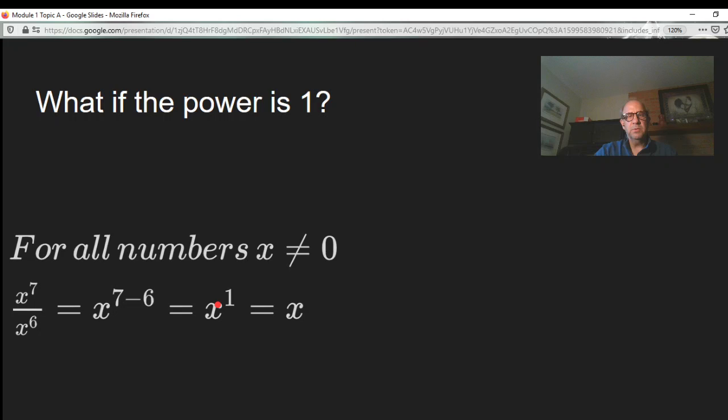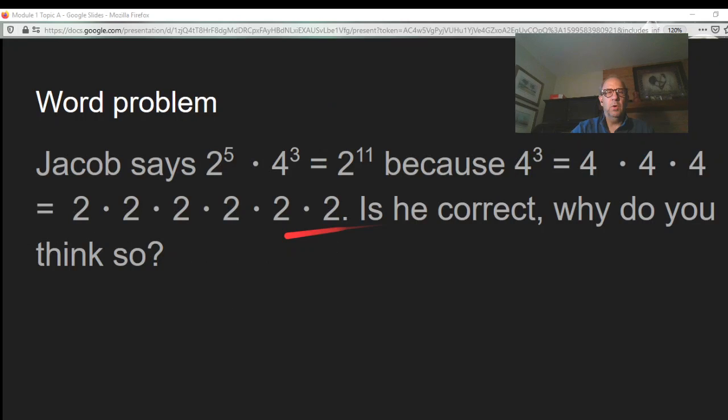All right, let's take a look at this one. Jacob says 2 to the 5th times 4 to the 3rd equals 2 to the 11th, because 4 to the 3rd is 4 times 4 times 4, and each 4 is 2 times 2. So we get 2 times 2 times 2 times 2 times 2 times 2. Is it correct? So 2 to the 5th times 2 to the 6th. Is that right?